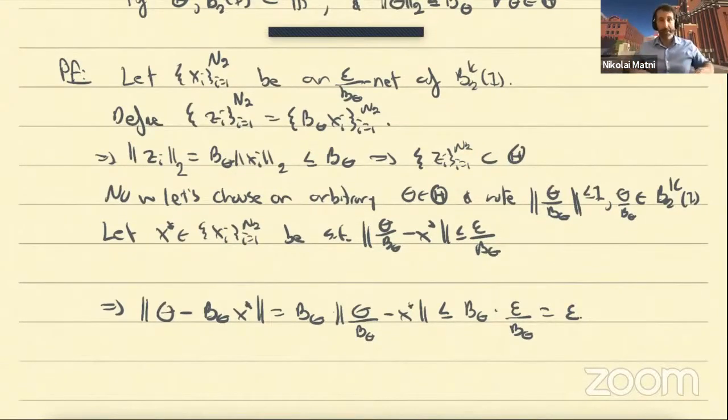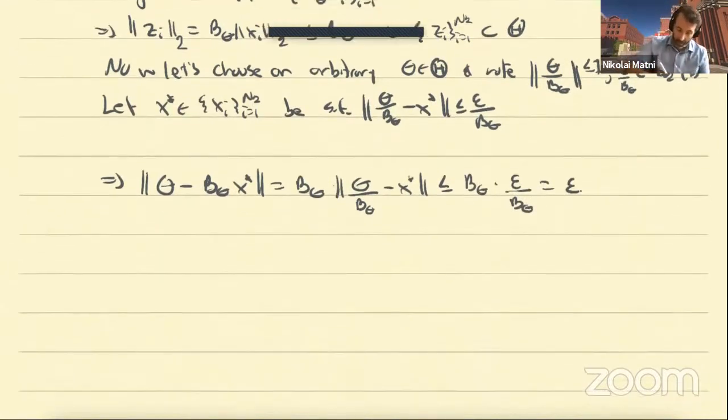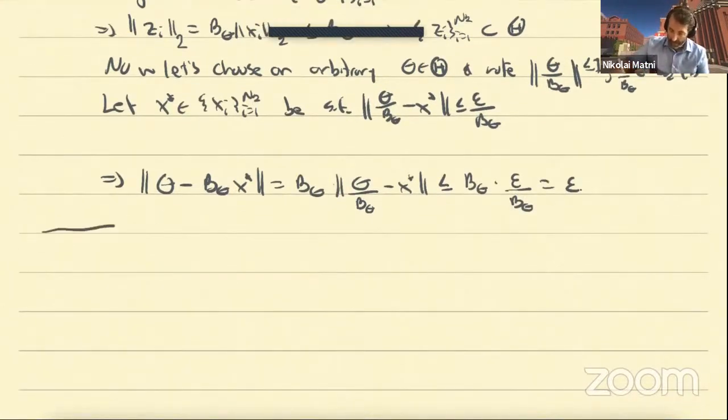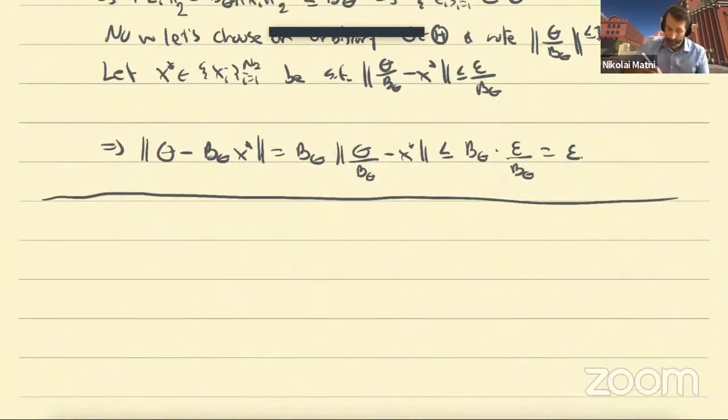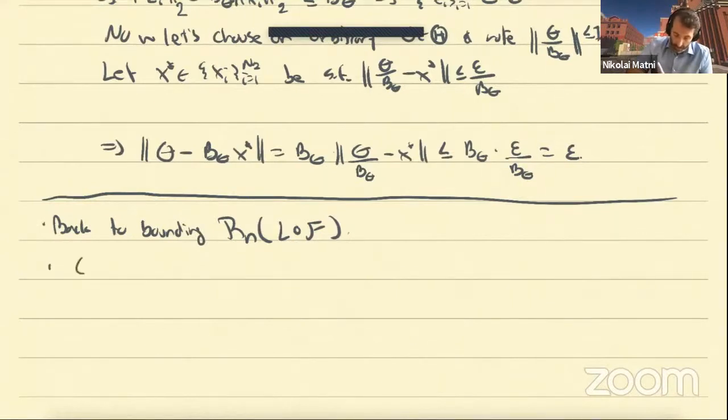Okay. We now have the technical tools that we need to bound the Rademacher complexity that we were looking at to begin with. So that's it for the quick detour into Dudley's entropy integral. So back to bounding the Rademacher complexity of our loss function composed with some underlying function class. We're going to fix a function class. Now we're going to consider a parametric function class.